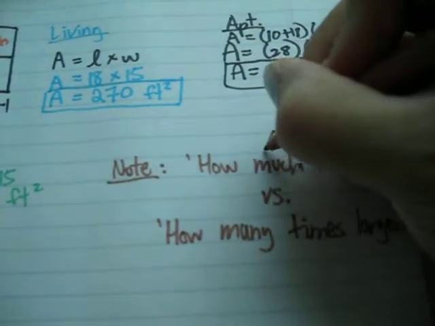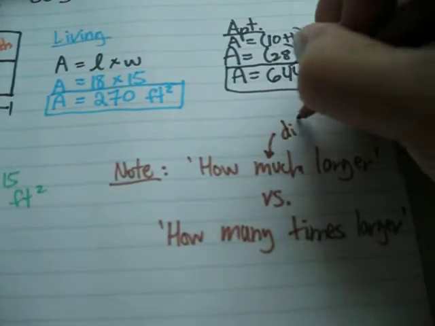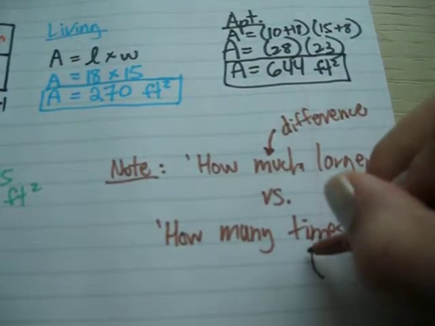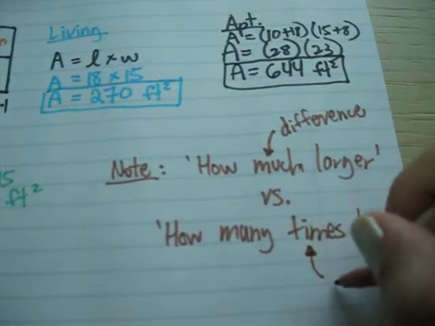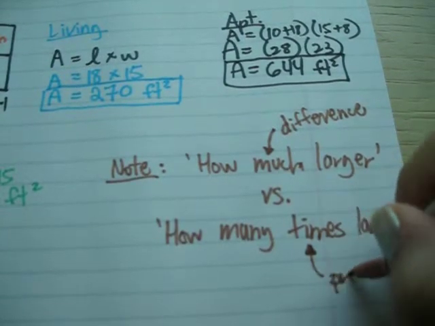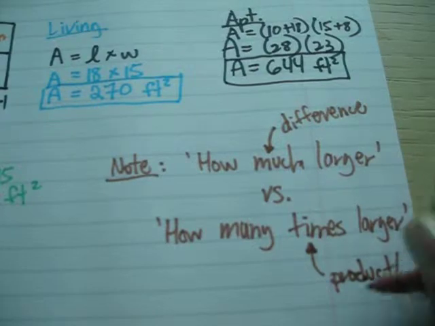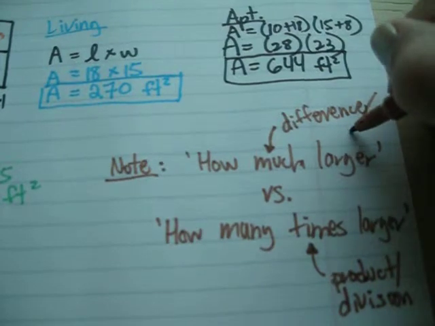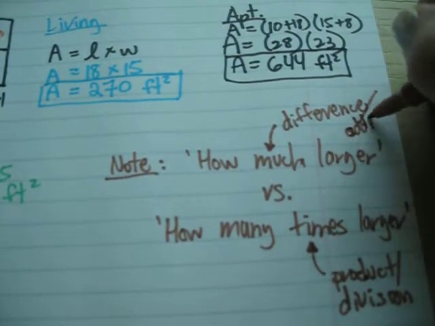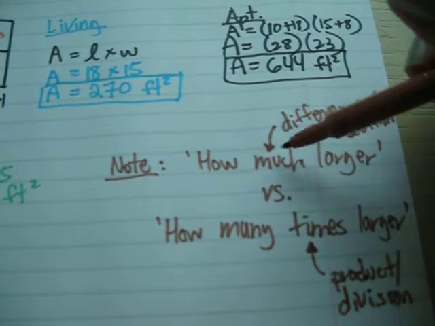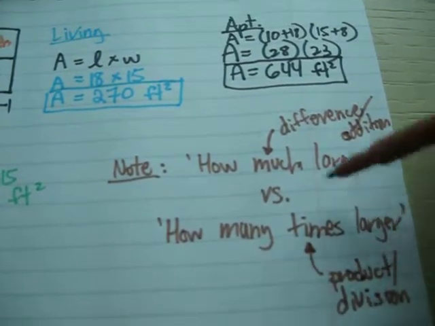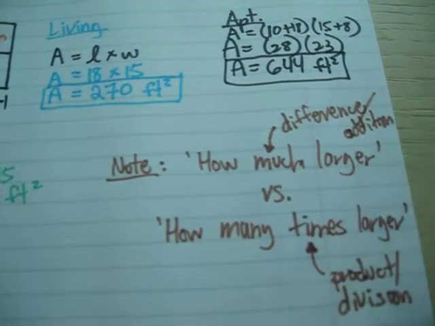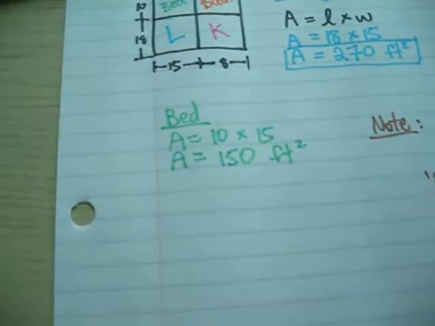Okay. So this, how much larger, is the difference between the two things that you are comparing, while how many times larger is going to be a product or division. And you'll know that these, I can even say difference or sum, addition. You will use addition or subtraction to solve how much larger, and division or multiplication to solve how many times larger. Okay, we'll talk about the bottom one on a different problem, but for here, we will just find the difference.